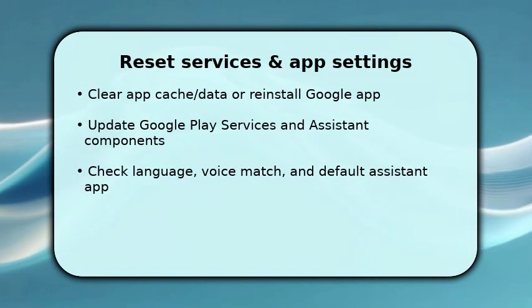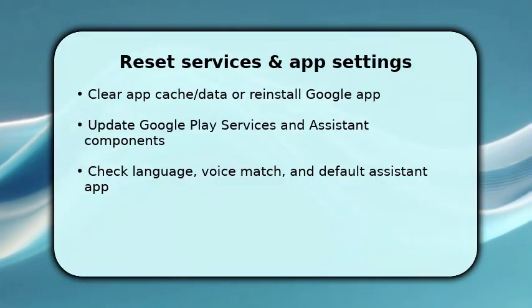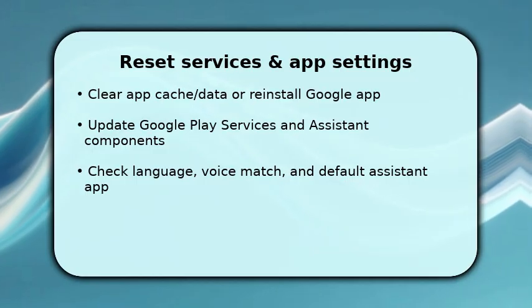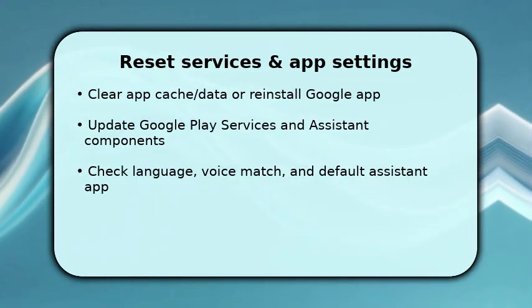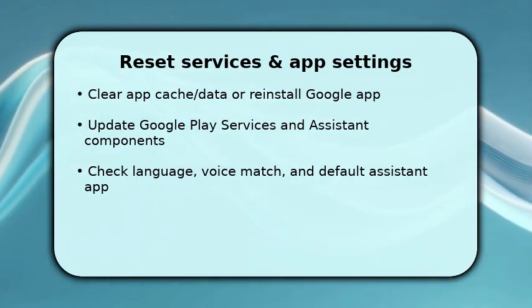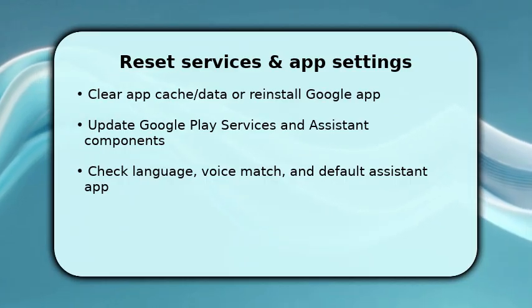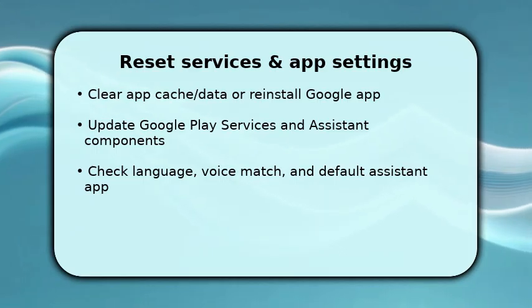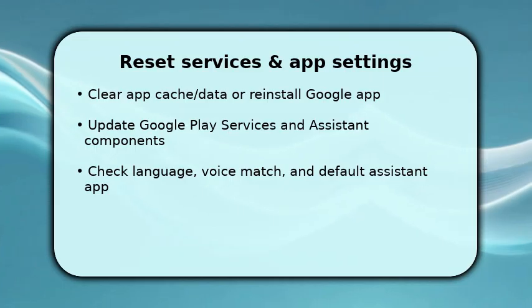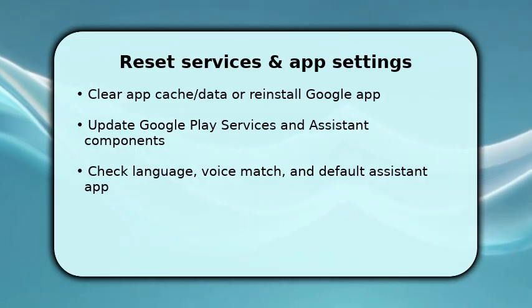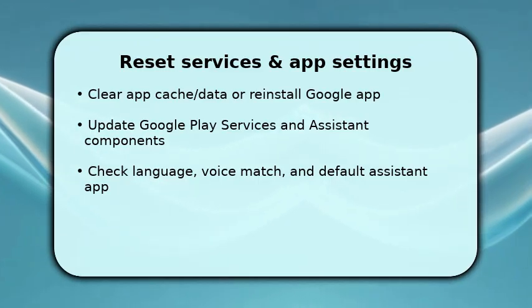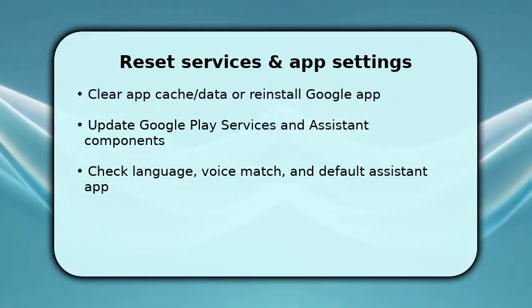Now you handle app and service conflicts that often break Assistant. Clear the Google app cache or data, or uninstall and reinstall to remove corrupt configs. This resets local settings. Then update Google Play services and any Assistant components so features are compatible. Make sure language and voice match settings align with your speech, and verify the default Assistant app is set to Google Assistant. Once updated, test simple commands. They reveal whether the problem was app level or deeper in your account.